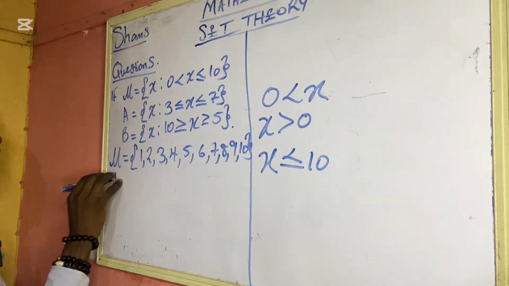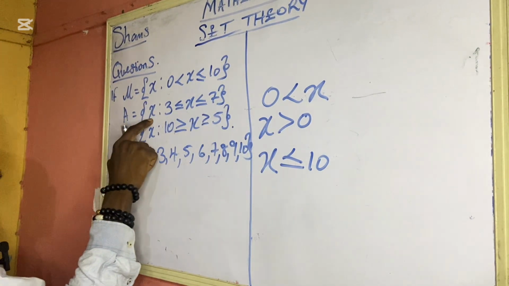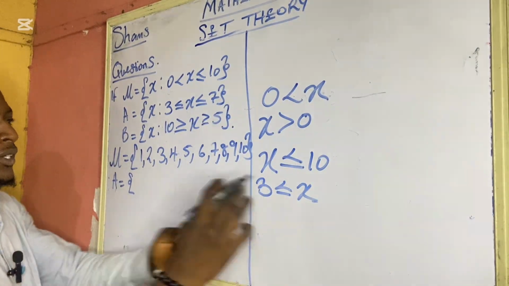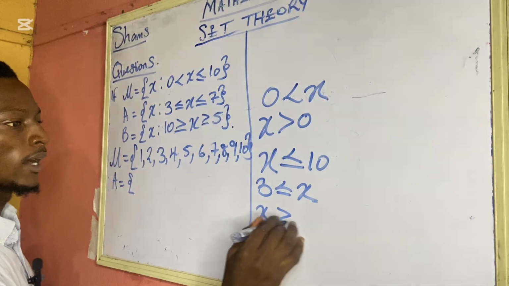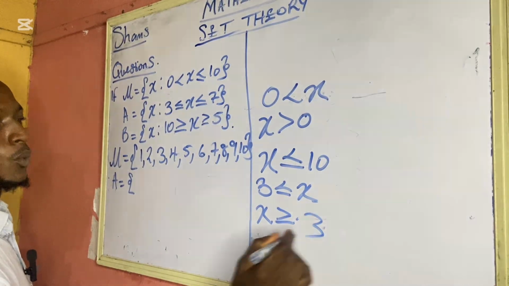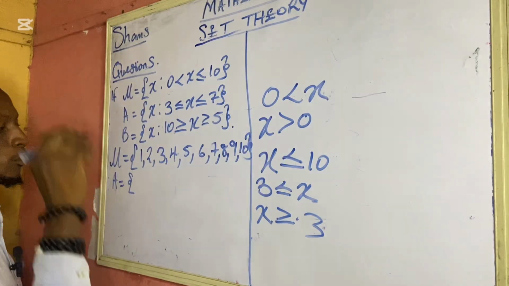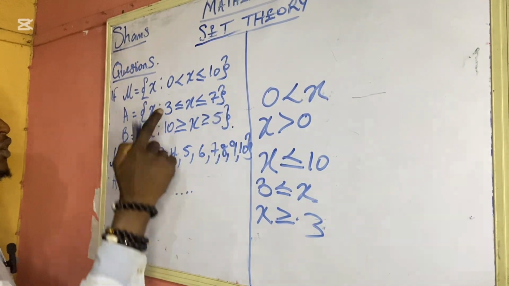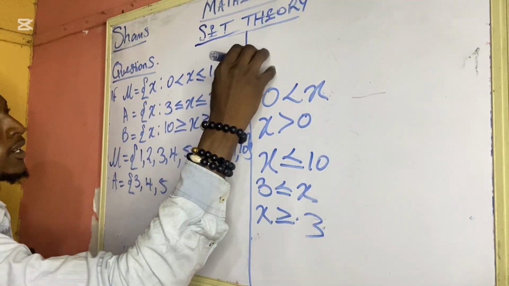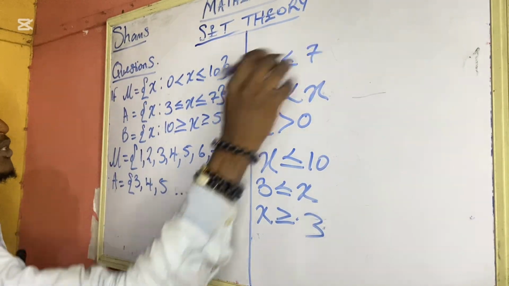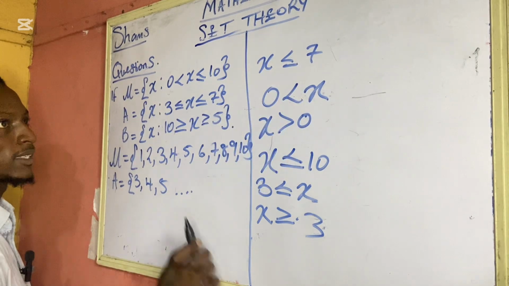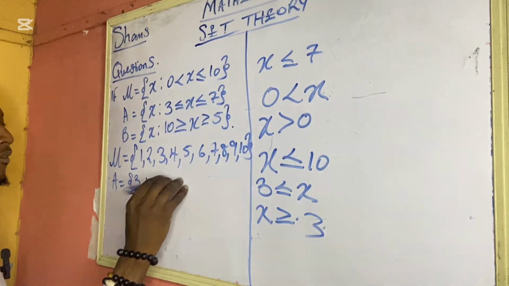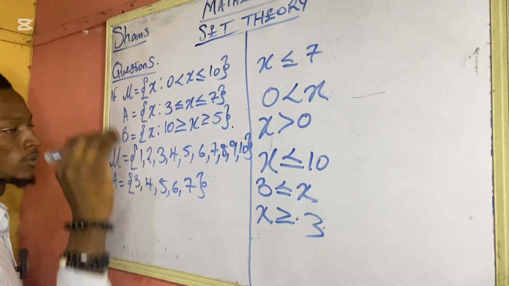Now the next one is set A. What is set A? We say set A is x such that 3 less than or equals to x. If you rewrite this, that would be x greater than or equals to 3, which means x is starting with 3 and above. That's 3, 4, 5, and I'll keep going until I get to this place. I said x is less than or equals to 7. That means the boundary of x is 7. That's 5, 6, and the last number 7.